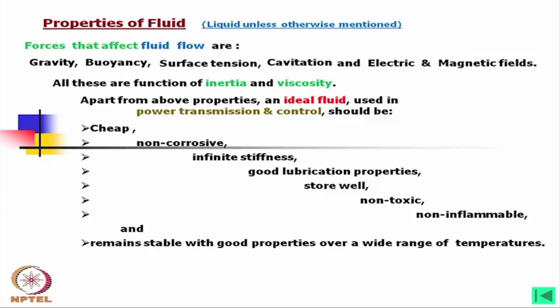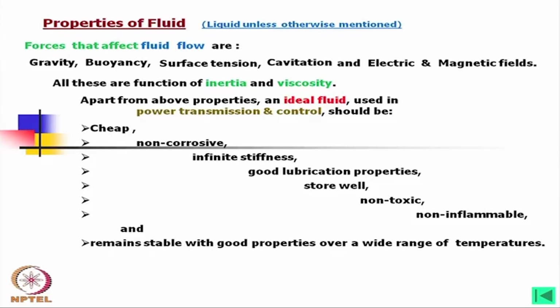Good lubrication properties. In fluid power components, most of the moving parts are in sliding contact or else rolling contact, where we expect elastohydrodynamic lubrication. Therefore, it must have good lubrication properties. Store oil, this means that we have to keep some oil in store for later application. So, this should have a relatively longer life.